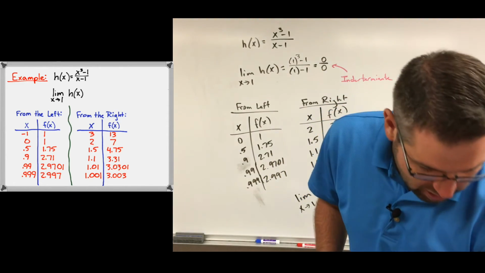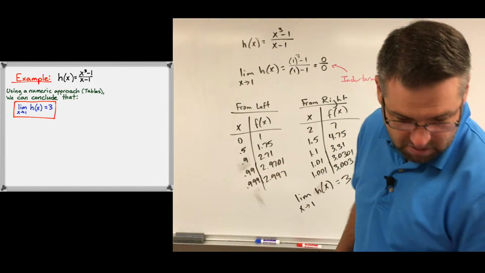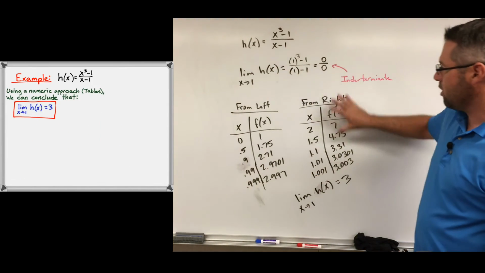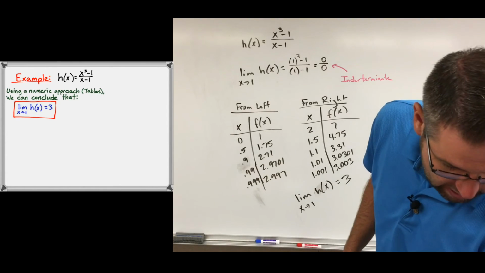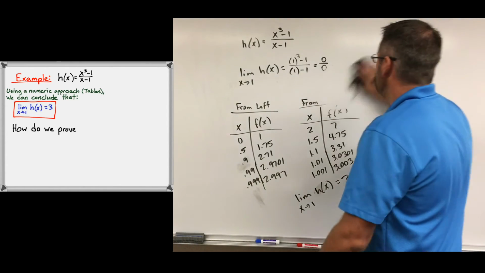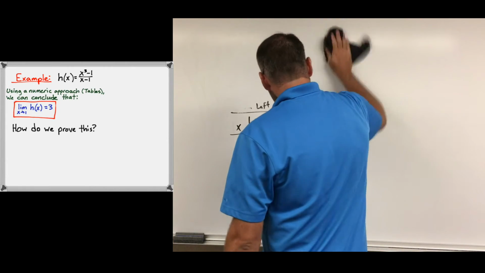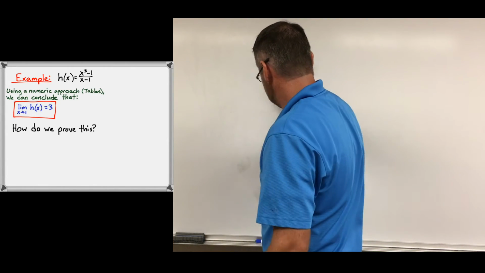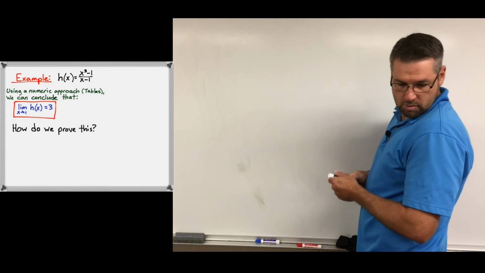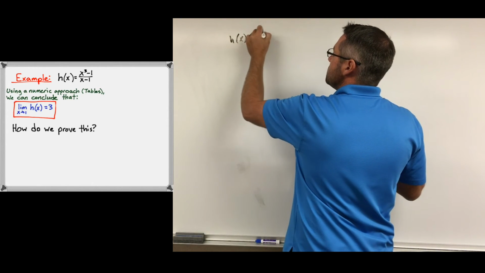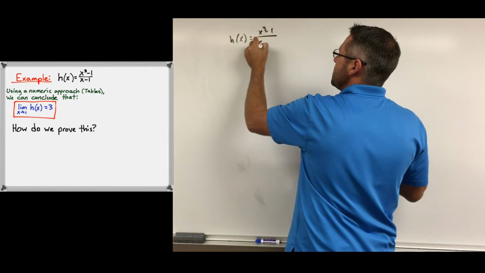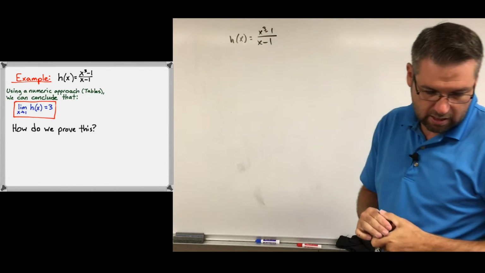But again, the question is, it appears to be that the numerical approach tells us that the limit is 3. How could we do that analytically, or how do we show that analytically? Well, let me write the function down again. We got h of x equals x cubed minus 1 over x minus 1. How could I show this analytically?